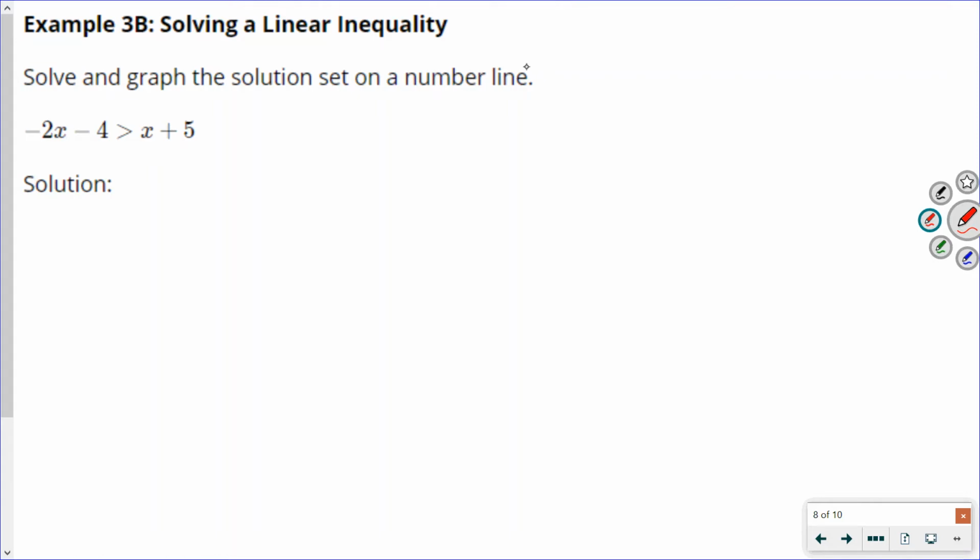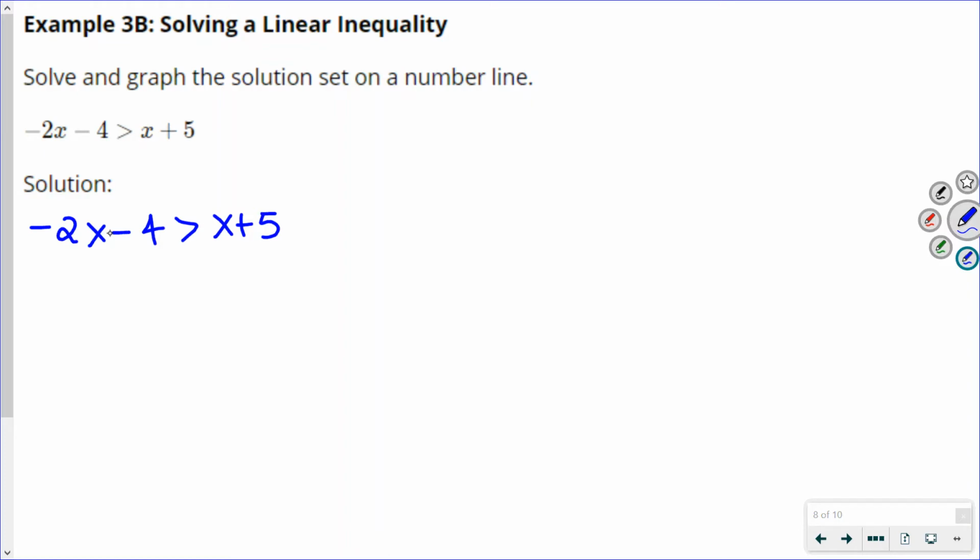For this one, we're going to do the same thing. It looks a little different because we have x's on both sides, but we've already learned how to handle this. So negative 2x minus 4 greater than x plus 5. I like to have all your x's on the left side, okay? So that means all my numbers without an x need to be on the right side.